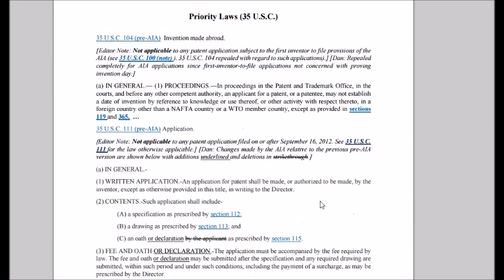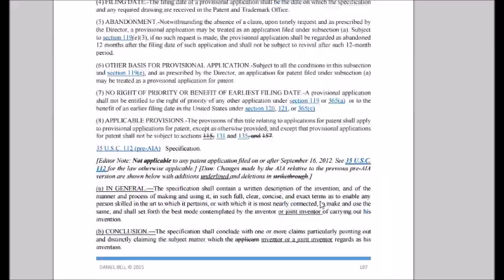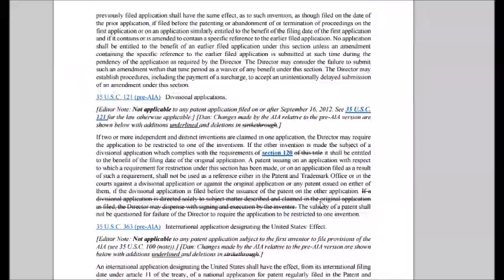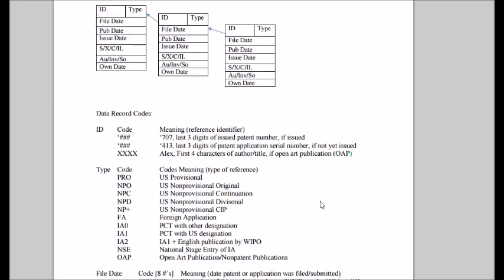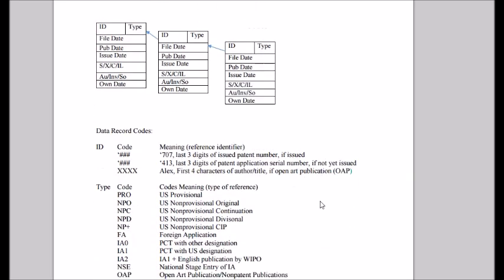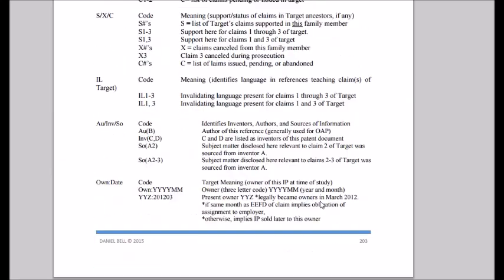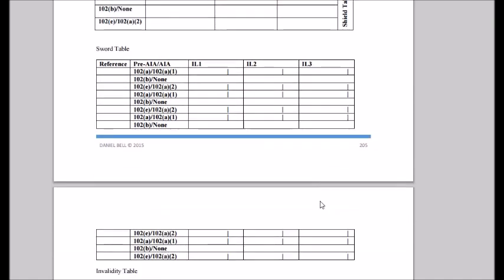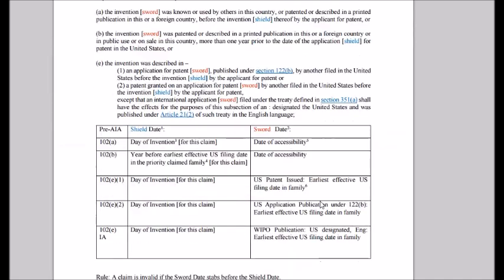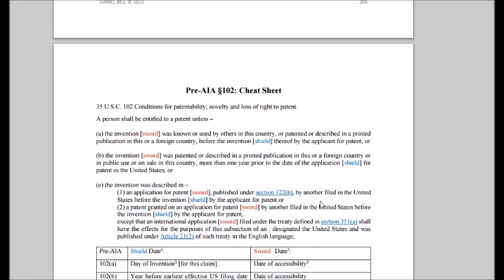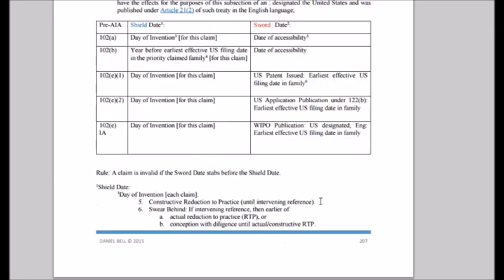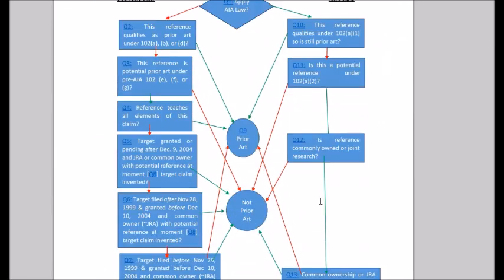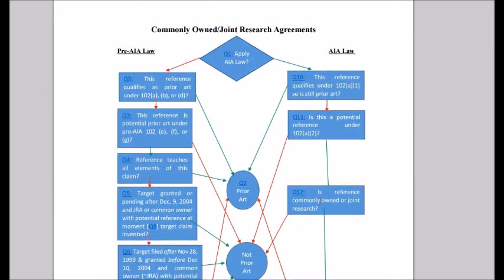These are the process documents again. And then we have the main laws, for priority laws. Section 104, pre-AIA, 111. I don't want to go too much detail. And then we have the data records that we talked about. Those teach what all the metadata means. And you have the 3 different kinds of tables. They're in the process documents. Then you have the cheat sheet that I talked about, how to set sword and shield dates. And then we have the commonly owned, is it joint research agreements.